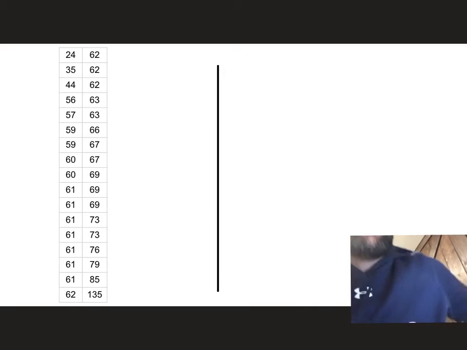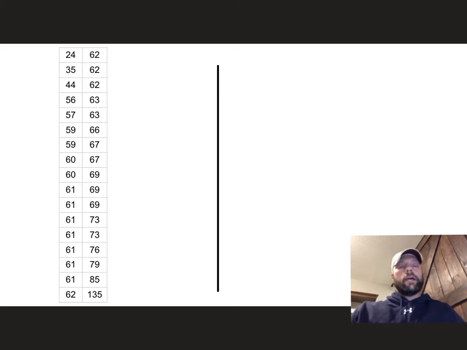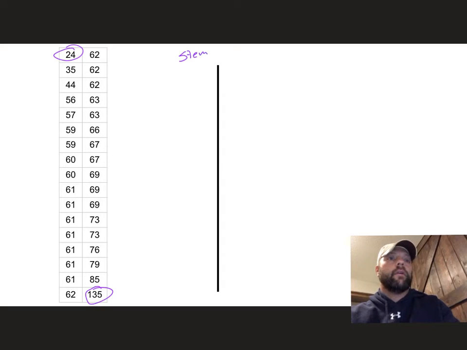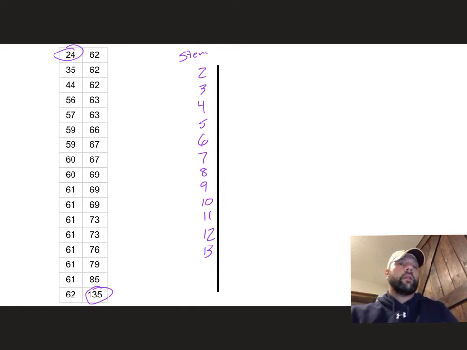All right, so now if you look at this example here, I have to make a stem and leaf plot. In order to do that, I'm going to look at my data, and I'm going to see that my smallest number is 24. My largest number is 135. So underneath my stem, I would start with 2 and then just number all the way down to 13.